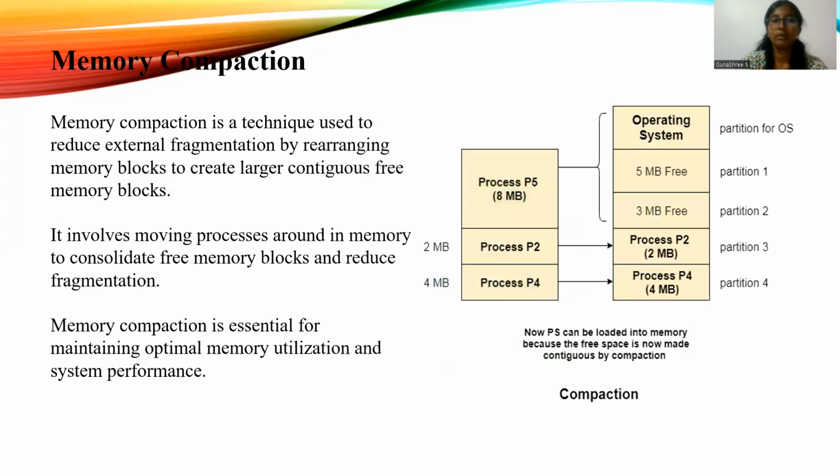Moving on to memory compaction. It is a technique used to reduce external fragmentation by rearranging the memory blocks to create a larger contiguous free memory block. It involves moving processes around in memory to consolidate the free memory blocks and also to reduce the fragmentation. Memory compaction is essential for maintaining optimal memory utilization and system performance.